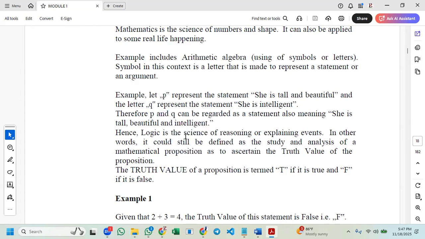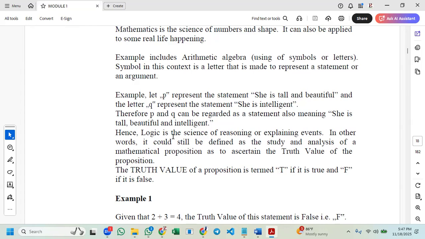Hence, logic is the science of reasoning or explaining events. This is another question in exam. Mathematics is the science of numbers and shape. Logic is the science of reasoning or explaining events. That is how cheap the exams used to come.